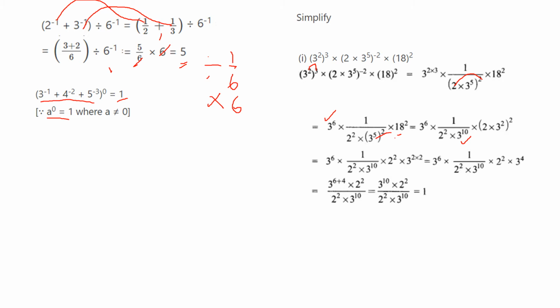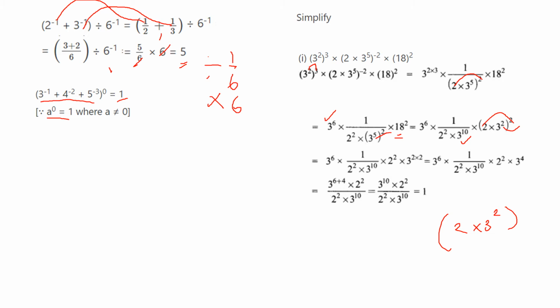we can write as 2 into 9. 9 is nothing but 3 squared, because of simplification we are writing like this. So (2 into 3 squared) whole square. Next step, here also you multiply: 2 squared into 3, 2 into 2, here 3 into 4. So 3 to the power 6 into 1 by 2 squared into 3 to the power 10, into next one, 2 squared into 3 to the power 4.